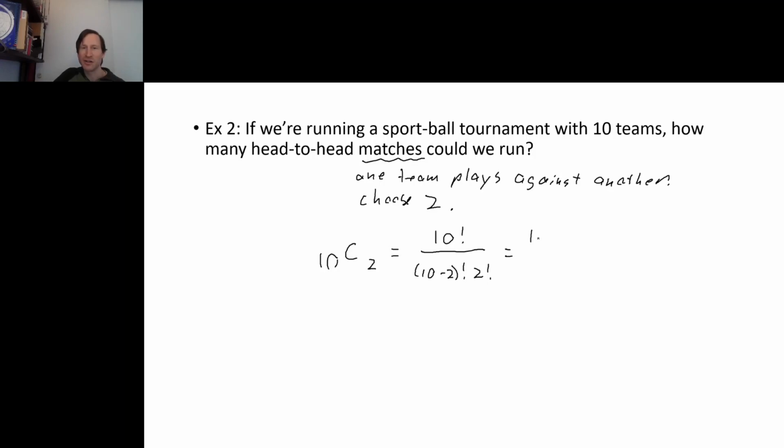So 10 factorial, that's 10 times 9 times... Now, we could write 8 all the way down to 1 here, but 8 all the way down to 1, that's 8 factorial, divided by 8 factorial times 2 factorial. The 8 factorial cancels. Also, 2 factorial is just 2, so we can simplify this 10 down to a 5. 5 times 9, that's 45. So there are 45 different matches that we could run in this tournament.